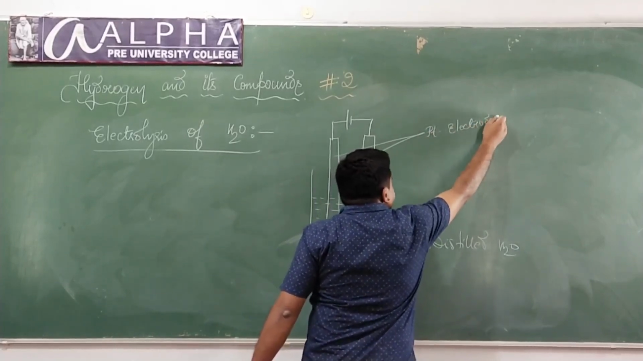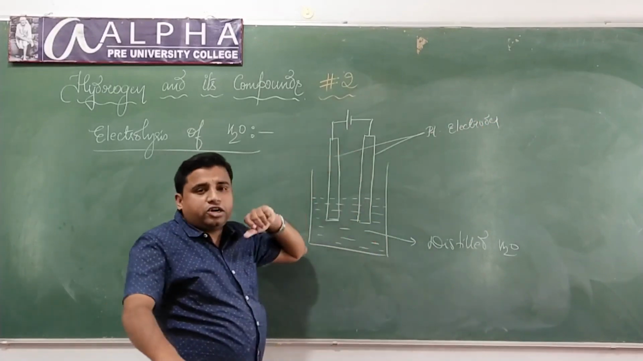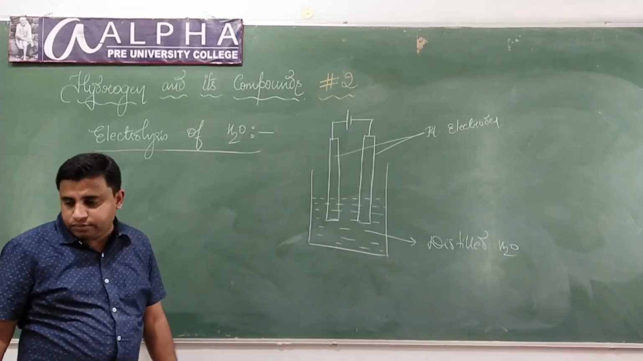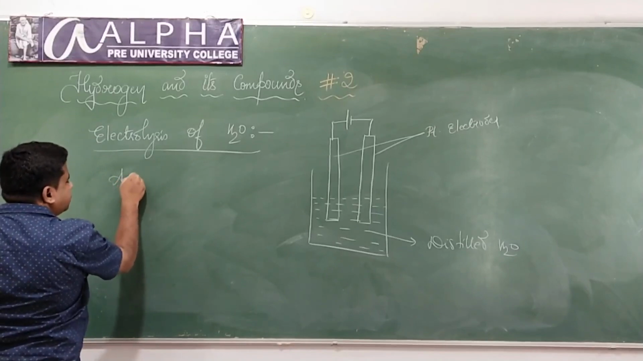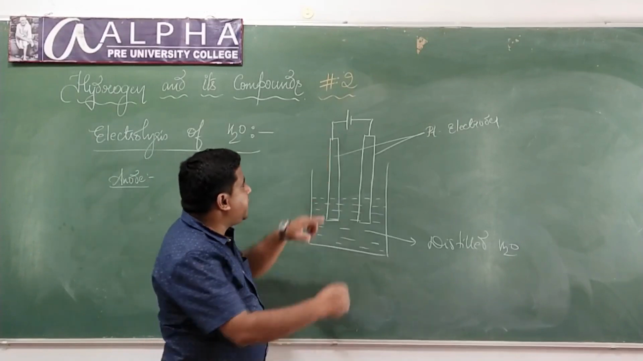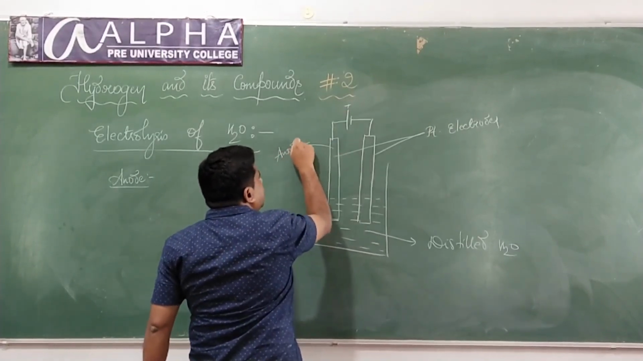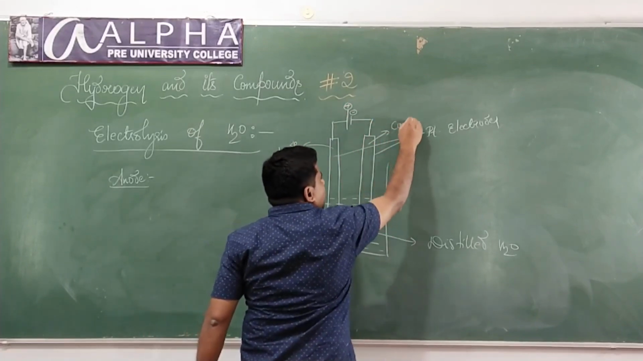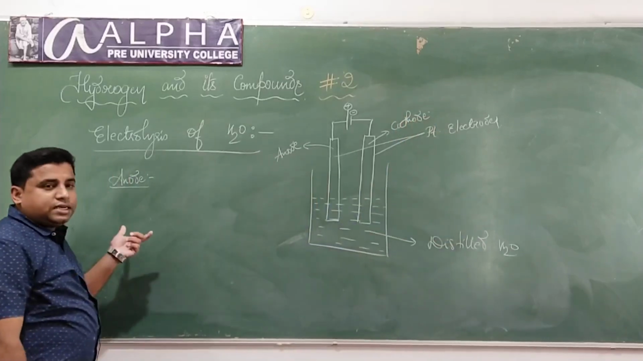Okay, so we have dipped platinum electrodes in distilled water, and those platinum electrodes are connected to an external source of battery. So when we pass high voltage of current, look at what happens at the anode. The platinum electrode that is connected to the positive terminal is the anode. And the platinum electrode which is connected to the negative terminal is what? Cathode. Got it? Okay, so what happens at the anode?